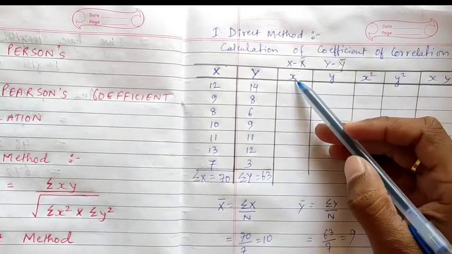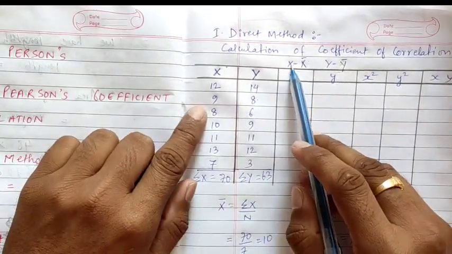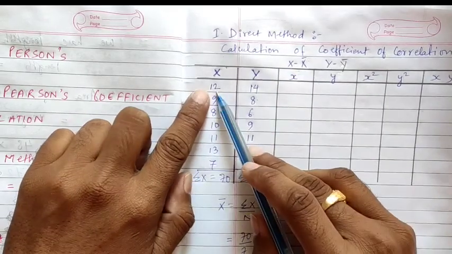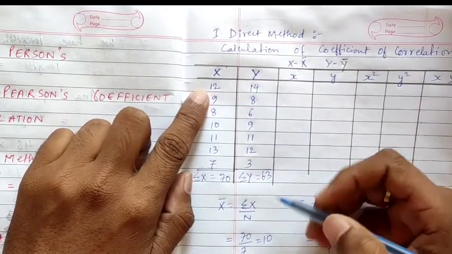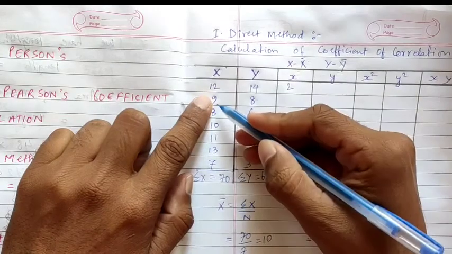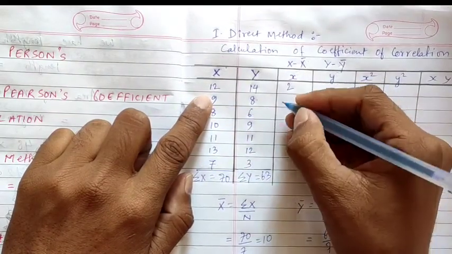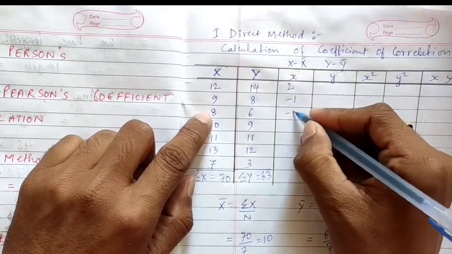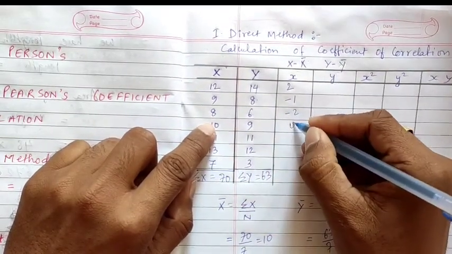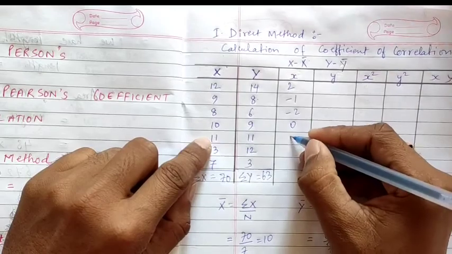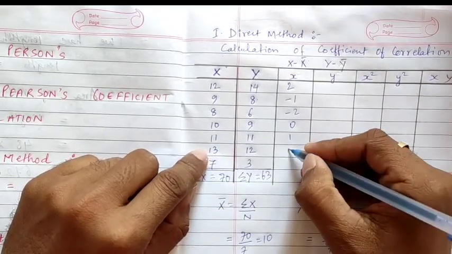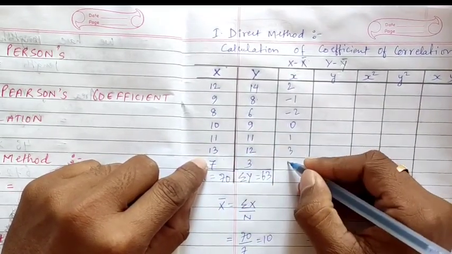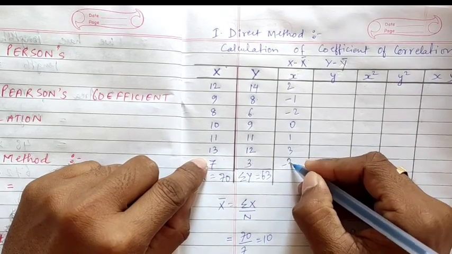Now we will find small letter x. How to find it? x minus x bar, that is 12 minus 10, which is 2. 9 minus 10, that is minus 1. Then 8 minus 10, minus 2. 10 minus 10, 0. 11 minus 10, 1. 13 minus 10, 3. 7 minus 10, minus 3.